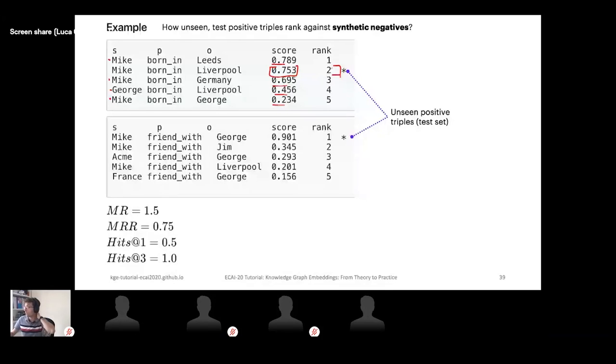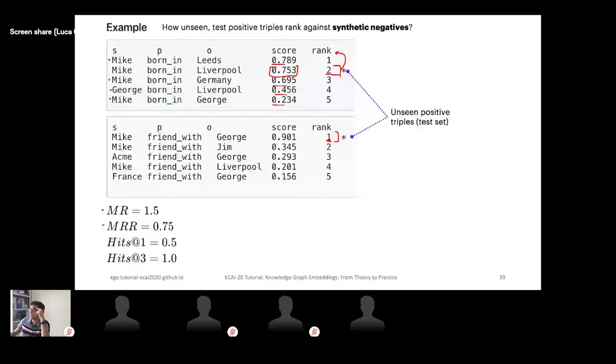Now, ideally, a perfect model will always score the positive first, because the model can tell the true fact from all its corruptions every time, but this does not always happen. And so sometimes, like in this case, we get a rank worse than one. In this case here, the model was able to capture perfectly the fact that the positive was ranked first. Once we repeat this ranking for each triple in the test set, we compute mean rank, mean reciprocal rank, and so on.